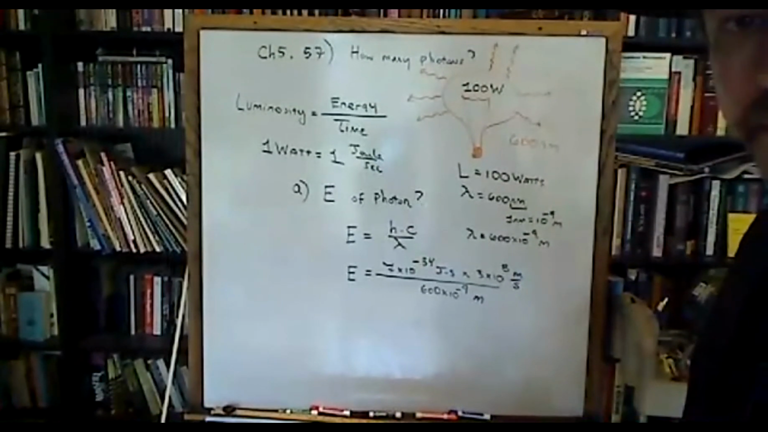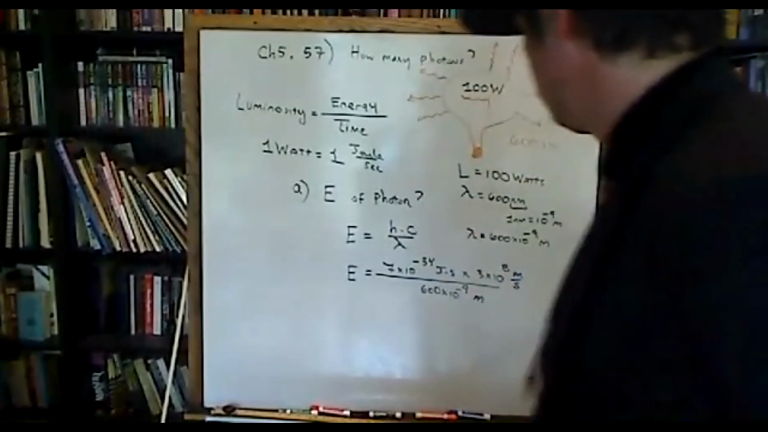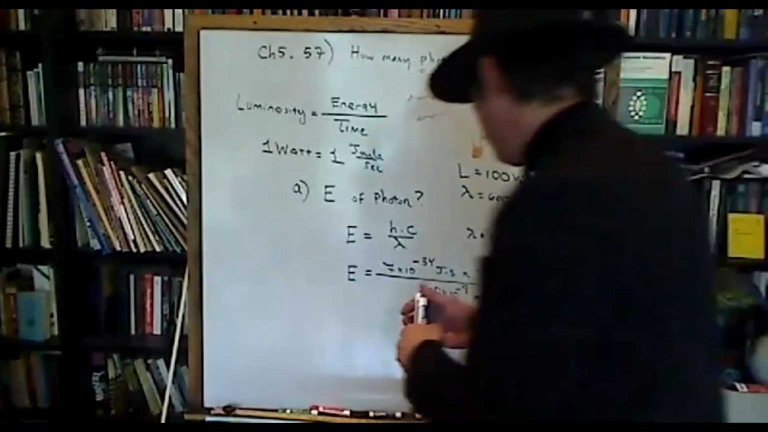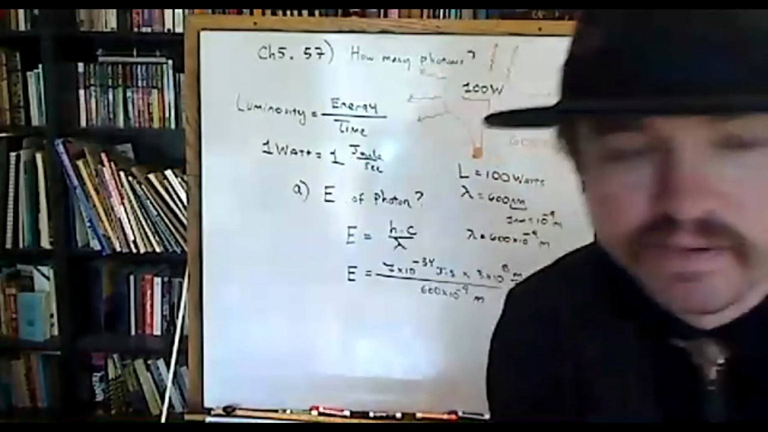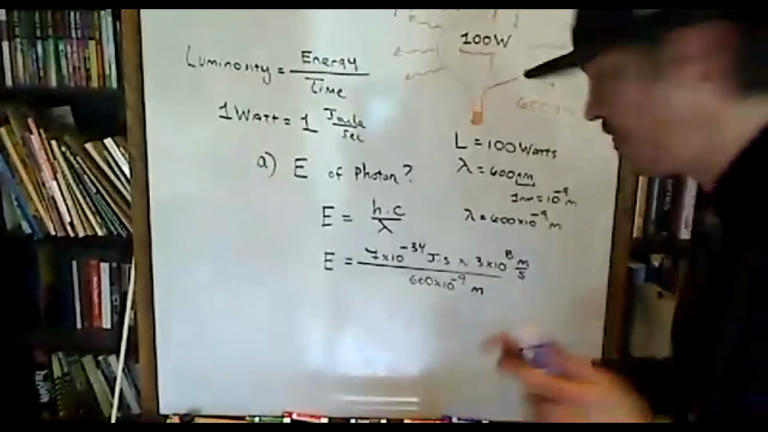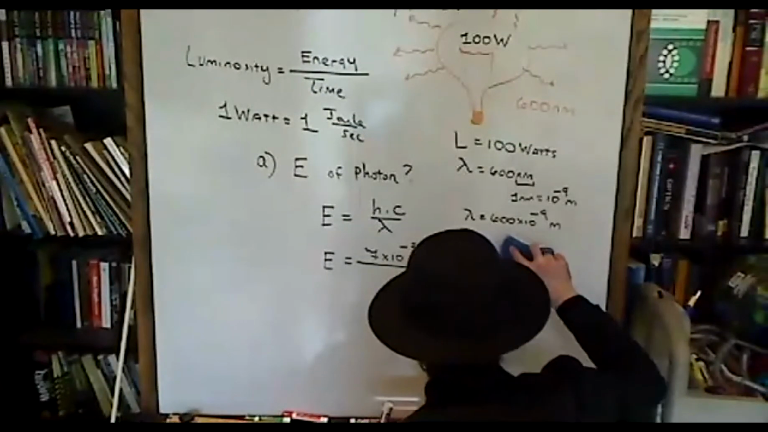Is that 3 times 10 to the 8th or 10 to the 6th for the c constant? That's 8. Let me make that clearer. Let me bring this closer. And let me make that 8 a little cleaner.